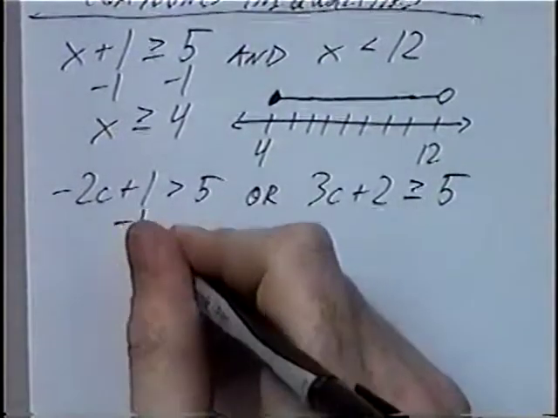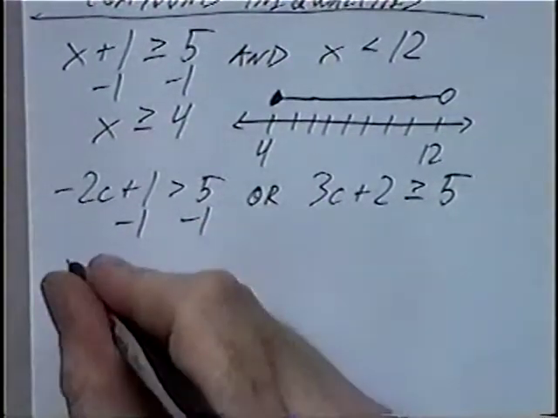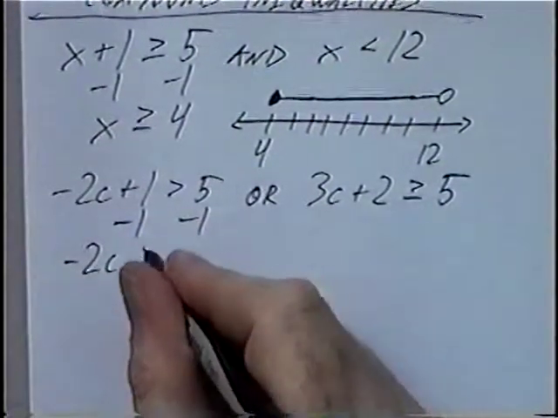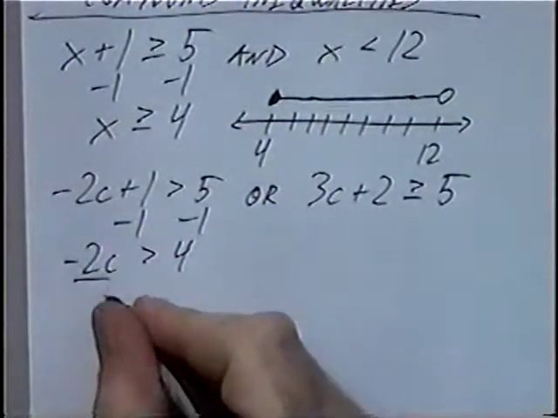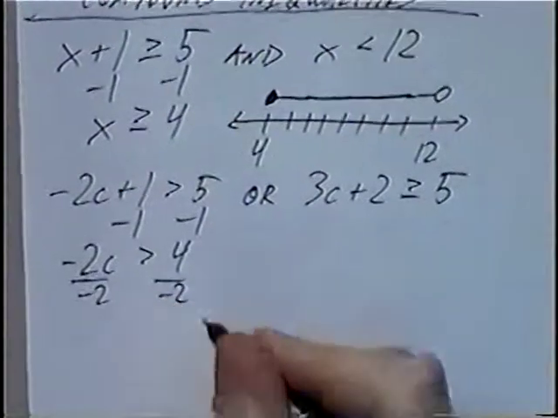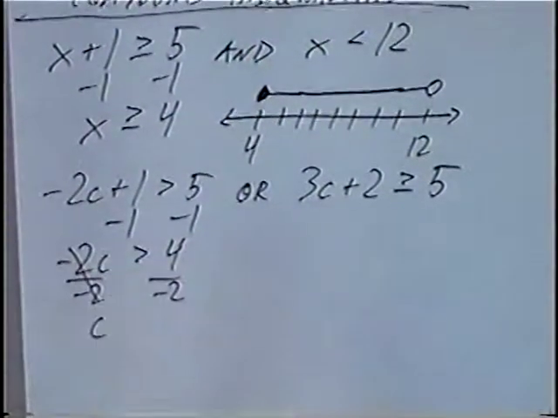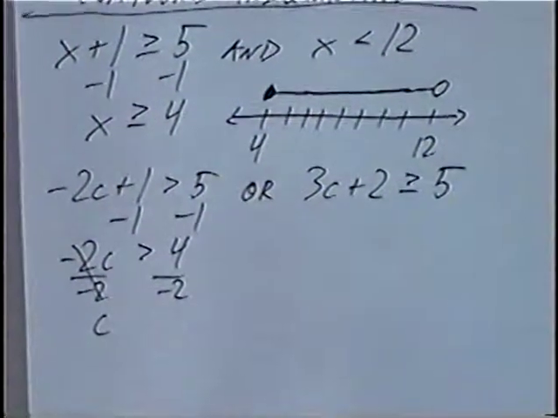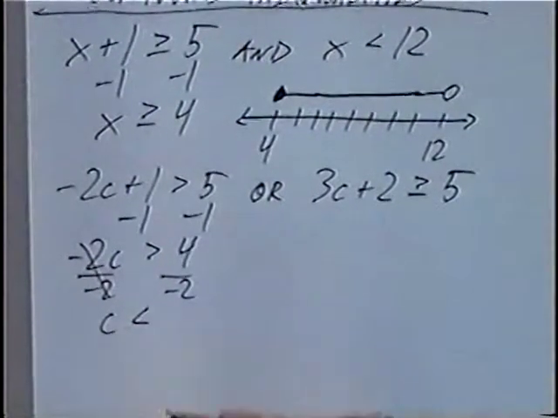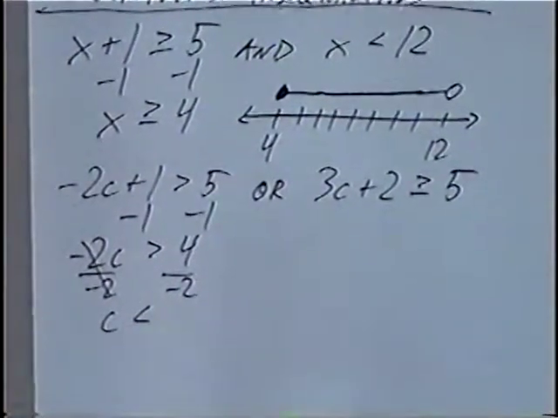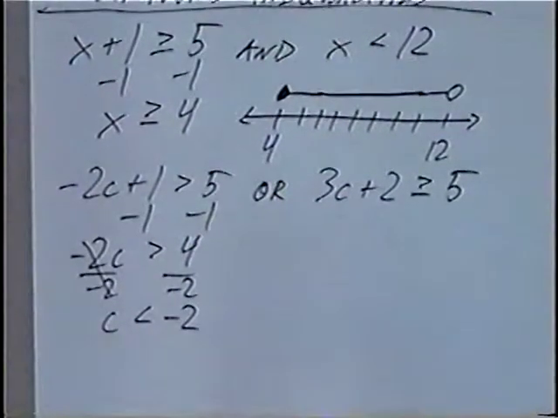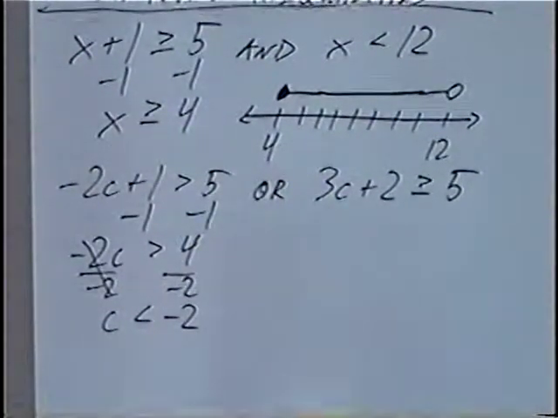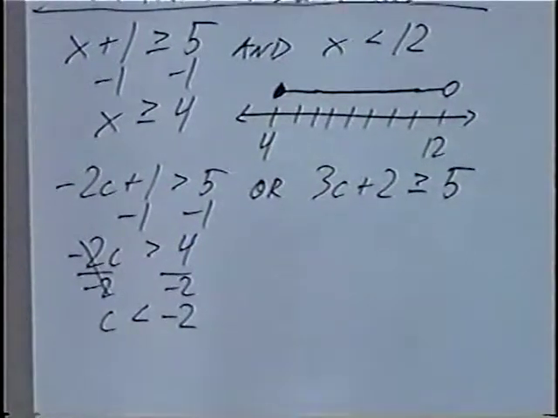First inequality, we can subtract 1 on both sides. Negative 2c is greater than 4. And dividing by negative 2, since we're dividing by negative 2, anytime you divide by a negative number, the inequality will flip around. And 4 divided by negative 2 would be negative 2. So c is less than negative 2.